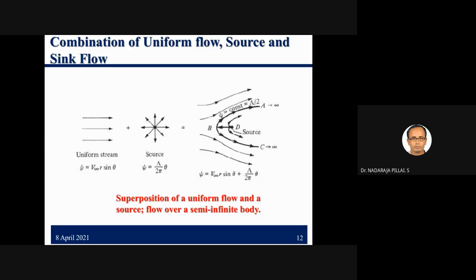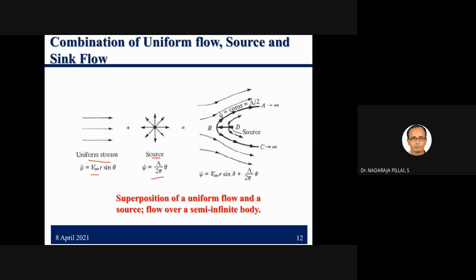So let us start with the combination. The combination is of a uniform flow and a source flow. Now assume that there is a uniform flow. You already know for the uniform flow, the stream function is V∞ r sin θ. And similarly, the source has strength λ, and the stream function for source flow is λ by 2π into θ.